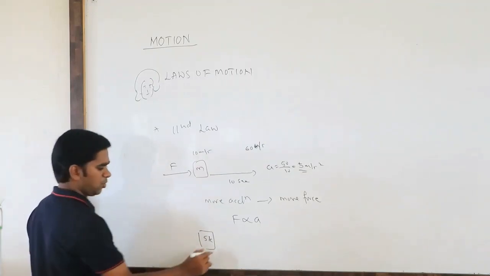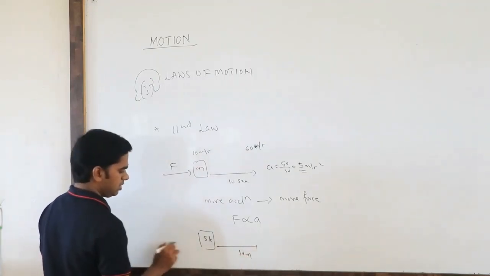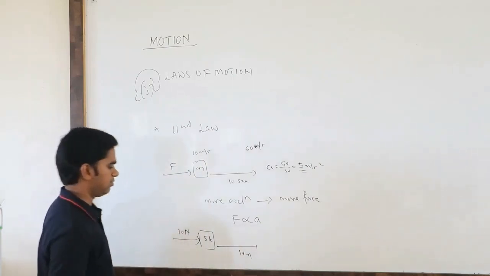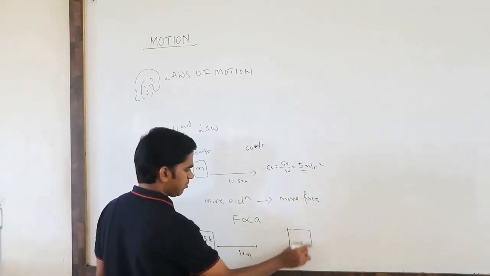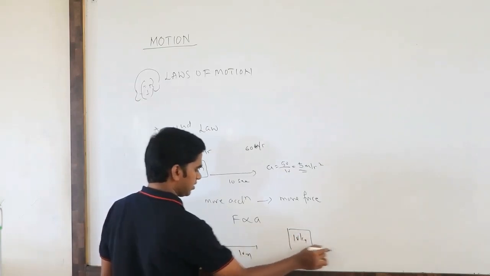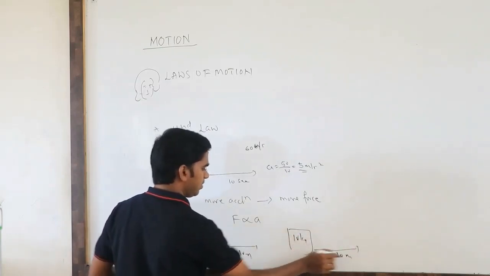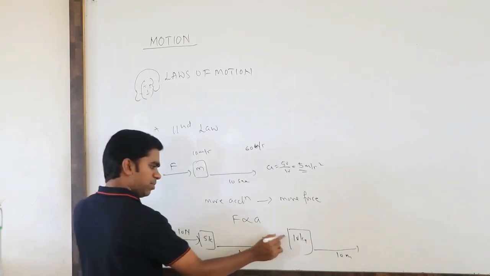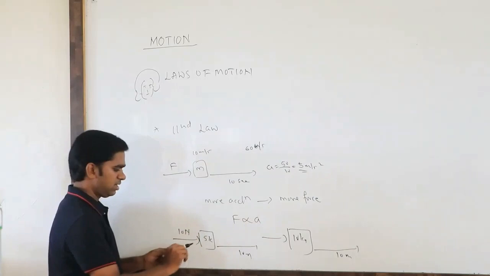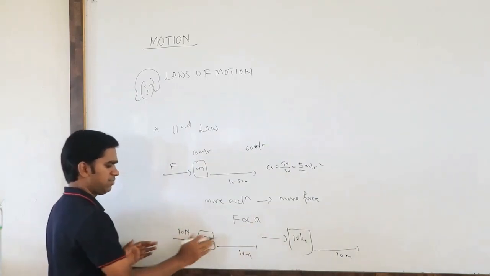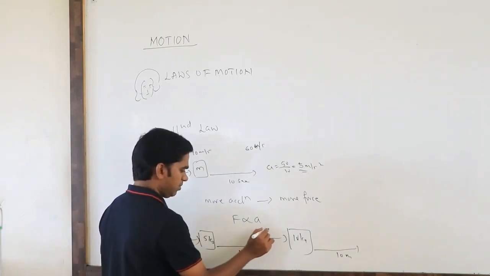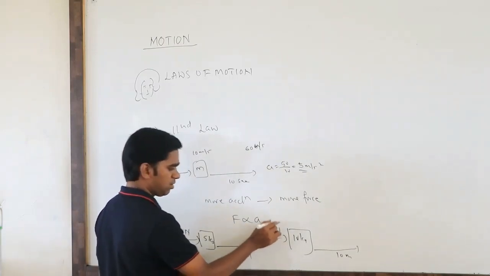Now the second thing: you have a mass of say 5 kg. To move it 10 meter, you will apply some 10 newton of force. Instead, suppose 10 kg is there. To move this 10 kg to 10 meter, you have to apply more than 10 newton. Here 5 kg is there, you can just move it. If 10 kg is there, you have to apply more force, say 20 newton.